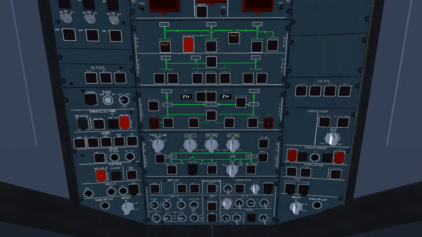This is the overhead panel. There is an amber fault light on the green system pump push button, just as was told in the manual, so that is okay. There is another amber fault light. It indicates that the PTU could not pressurize the green system because it didn't have any fluid. This is okay also.